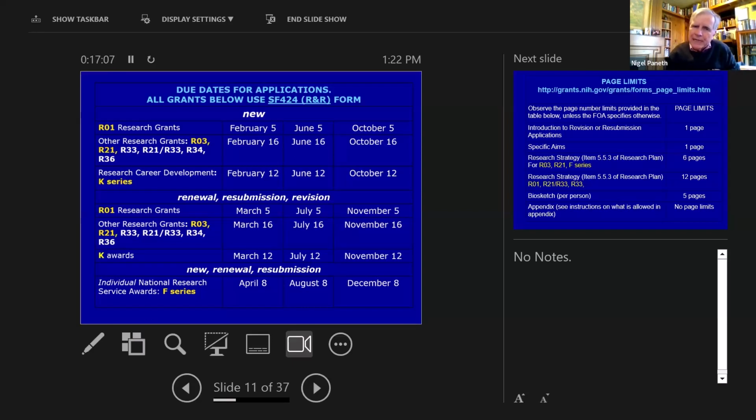There are usually 3 NIH deadlines a year, one every 4 months. And so every 4 months, you have another shot at getting your NIH project funded. Next slide.